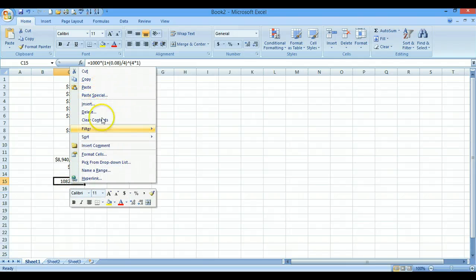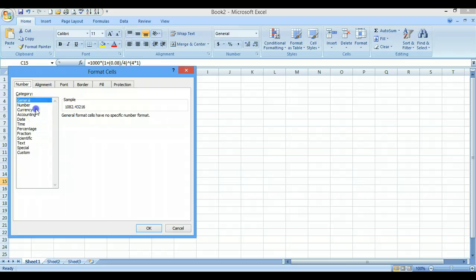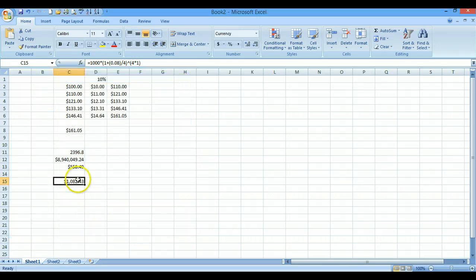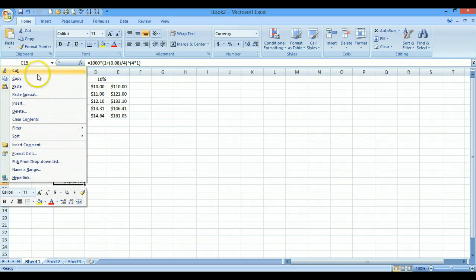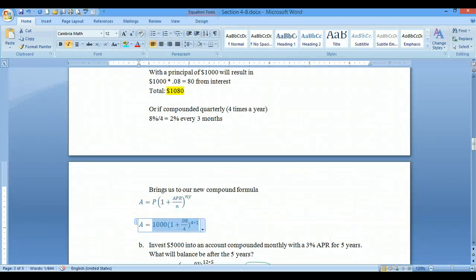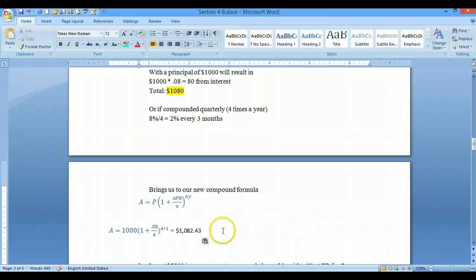So I'm going to format my cell to be currency and then copy and paste it in for my answer. And I get $1,082.43 versus just the original interest, which was compounding just once a year. So in this case, I got $2.43 more.